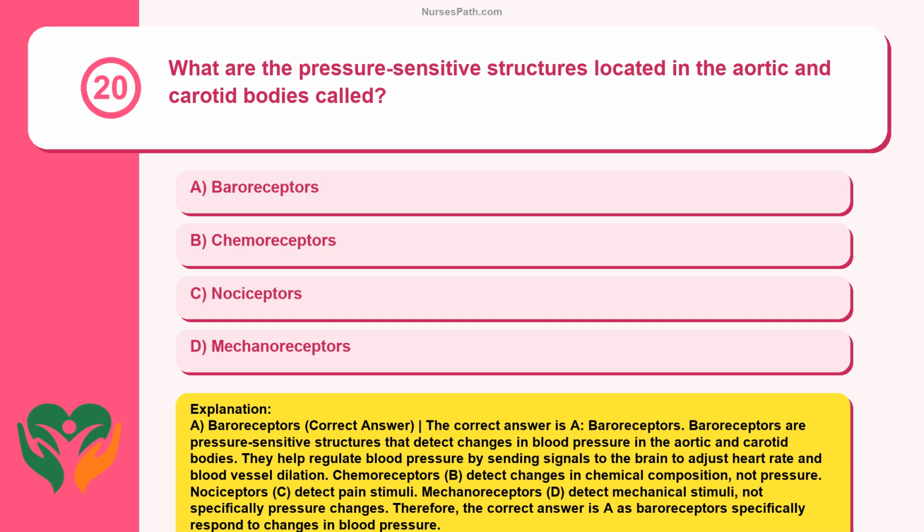Chemoreceptors, B, detect changes in chemical composition, not pressure. Nociceptors, C, detect pain stimuli. Mechanoreceptors, D, detect mechanical stimuli, not specifically pressure changes. Therefore, the correct answer is A, as baroreceptors specifically respond to changes in blood pressure.